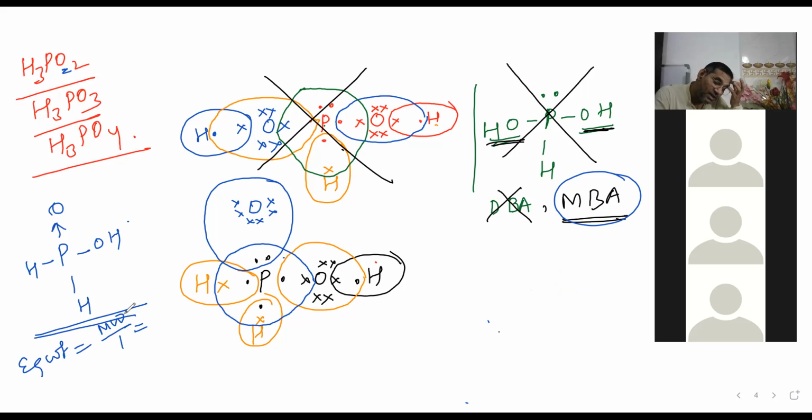What is the molecular weight? 31 plus 3 is 34, and this is 32. 34 plus 32 will be 66. 66 divided by 1. So whatever molecular weight this H3PO2 has, the same will be the equivalent weight.